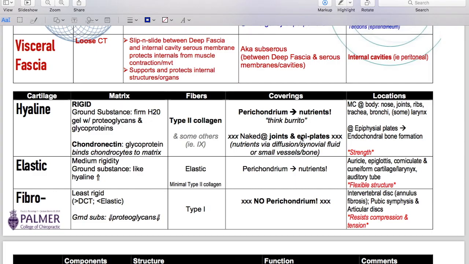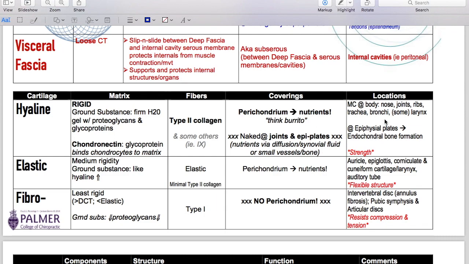So obviously, if it's within a bone, there won't be a covering around it, because it's smashed between a bunch of bone. And in a joint, the nutrition is going to be coming from the synovial fluid around it, and the vessels in the bone will be supplying nutrition to those growth plate cartilage formations as well. So that's what I put in here.